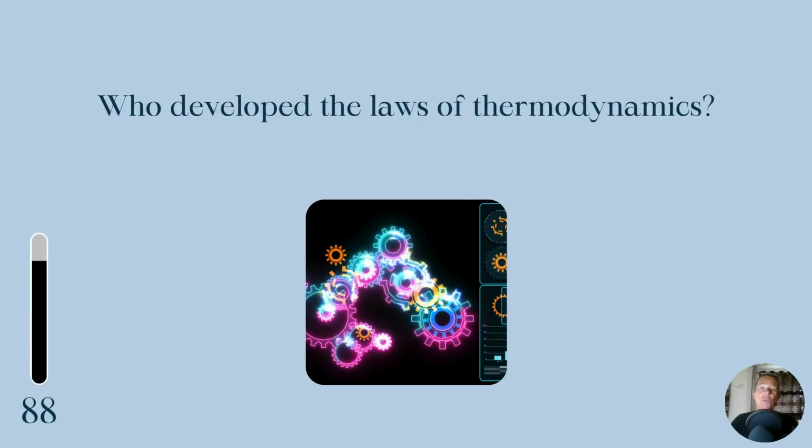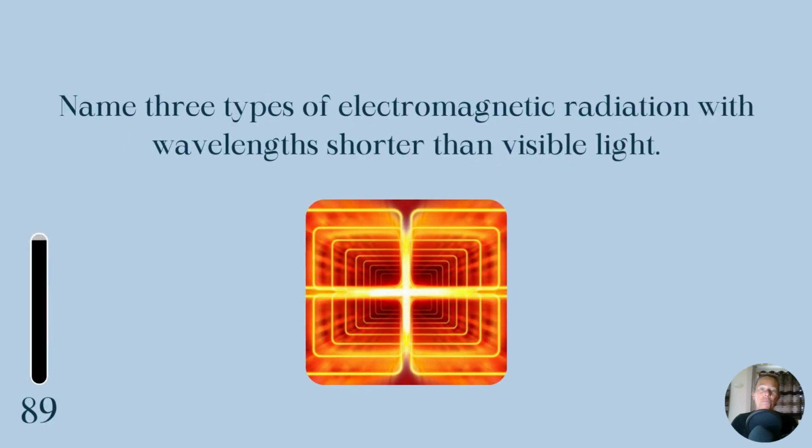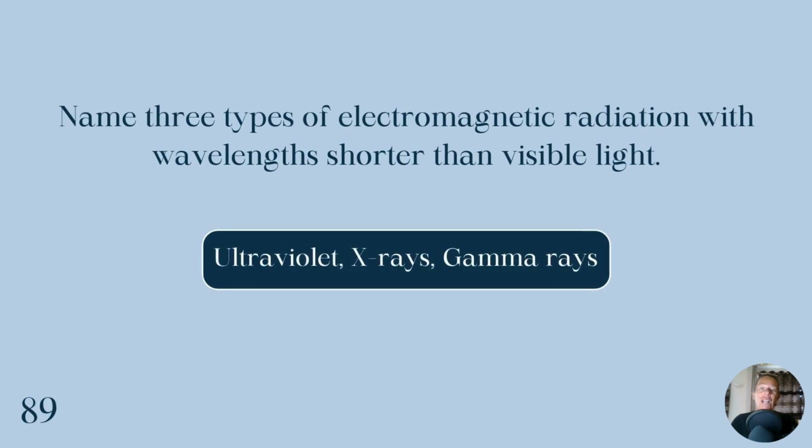Who developed the laws of thermodynamics? Sadi Carnot. What three types of electromagnetic radiation with wavelengths shorter than visible light? Ultraviolet, X-rays, and gamma rays.